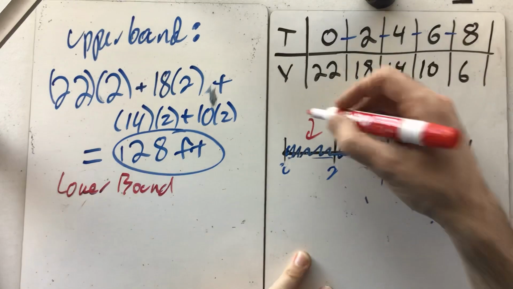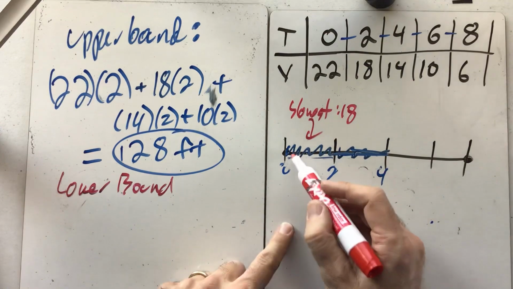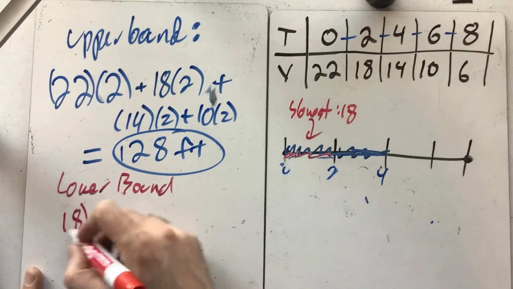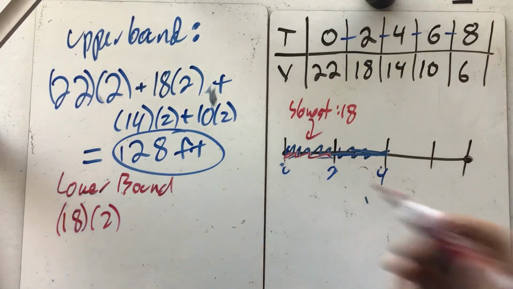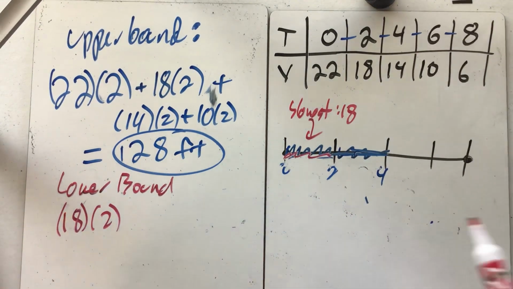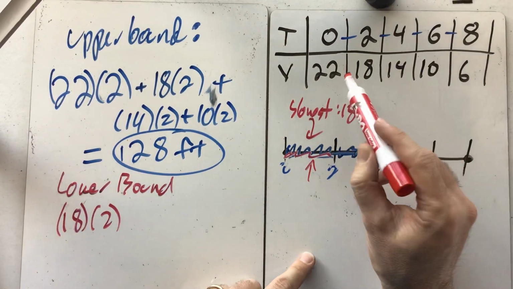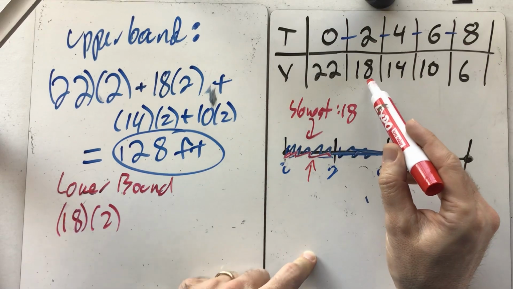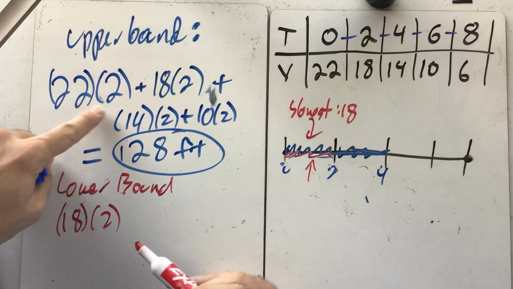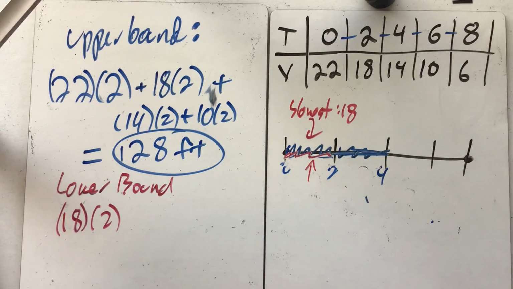So here, the slowest it was going was 18. So for this first segment, for a lower bound, the car went at least 18 times 2 feet during that first interval, because we know it's going faster than 18 during that whole segment of time. So it went at least 36 feet. So in some ways, you can look at this first segment and say, okay, its speed went from 22 to 18 feet per second, so its distance was between 44 and 36 feet during that section. Notice we used the 44 for the upper bound, and we used the 36 for the lower bound.